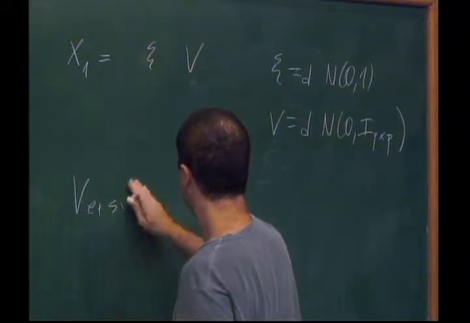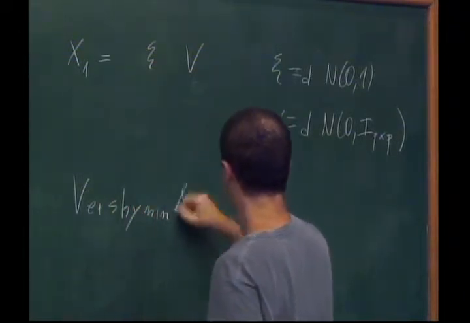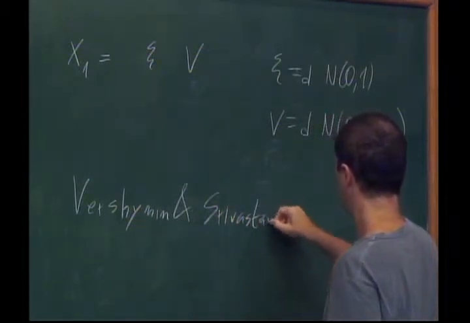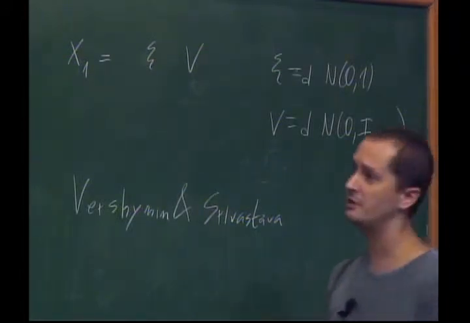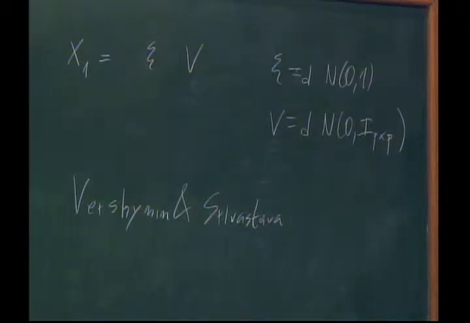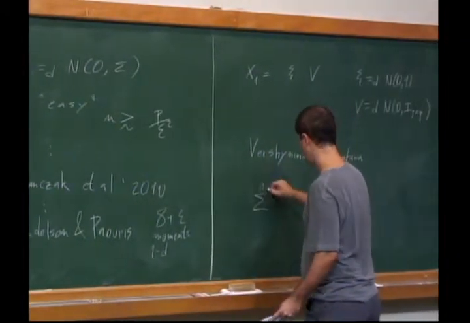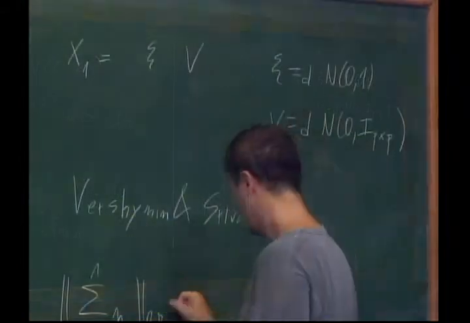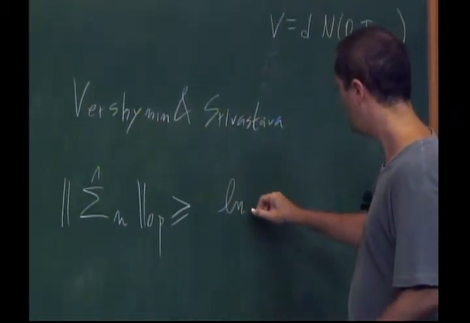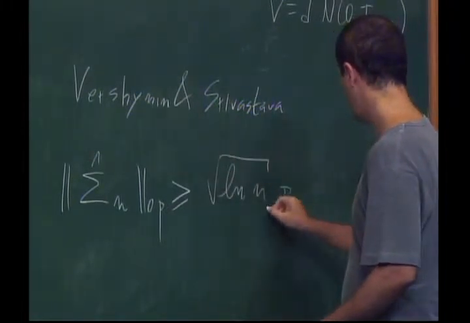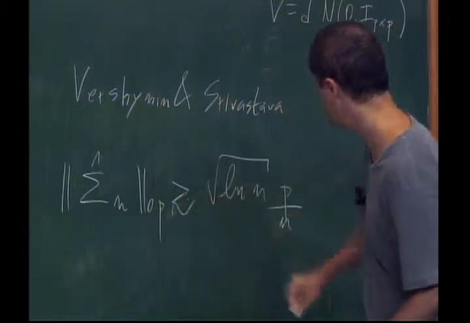Vershynin and Srivastava noted in another paper about covariance matrix estimation that this example, even though it's a very well-behaved kind of random vector, it has infinitely many moments, it's very nice, but still it's badly behaved from the perspective of having this property here. Because you can show that the norm of sigma hat n, the operator norm, is at least as large as something like square root of log n p over n, or something like this.